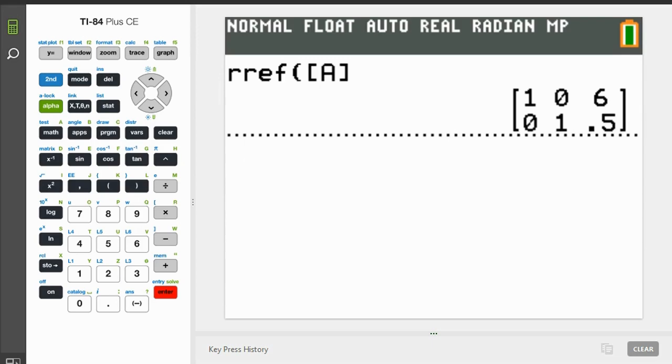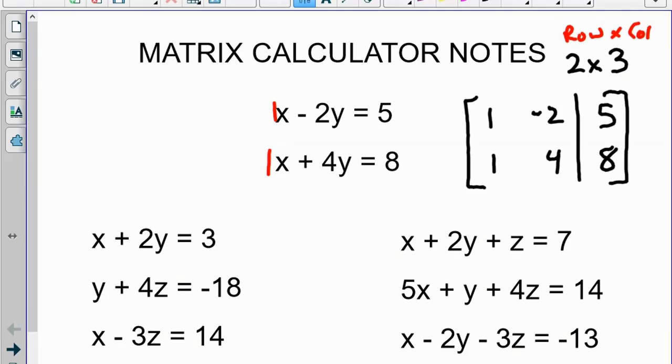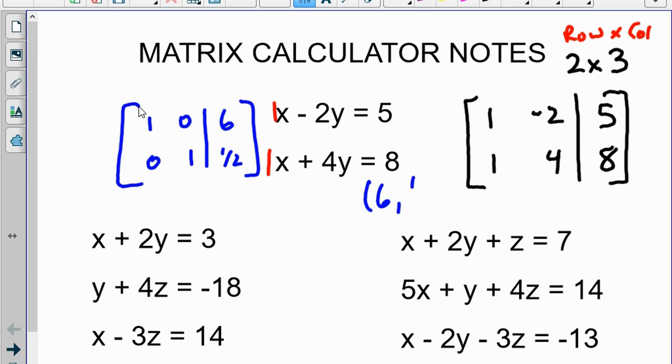And what happens is, if you look at the screen, you have 1x plus 0y equals 6. So that's basically referring to x equals 6. Then 0x plus 1y equals 0.5. So basically y equals 1/2. So if we go back to our original problem, after this gets rearranged, it looks like this, which is essentially saying that x is 6 and y is 1/2. So we would write our answer as an ordered pair: 6, comma 1/2.